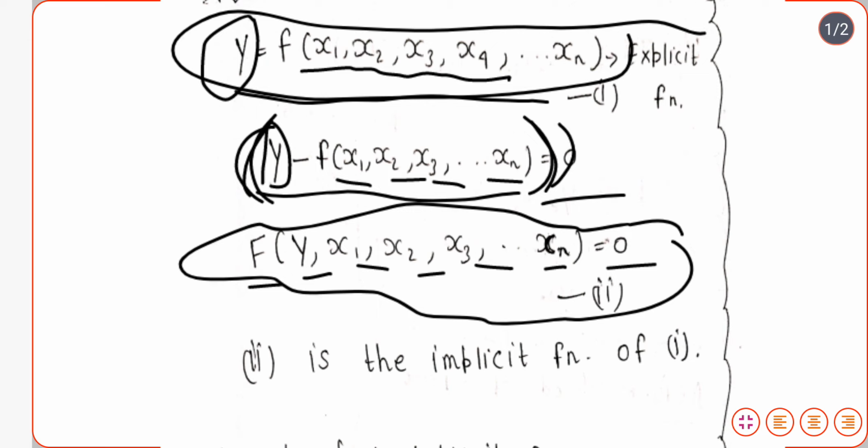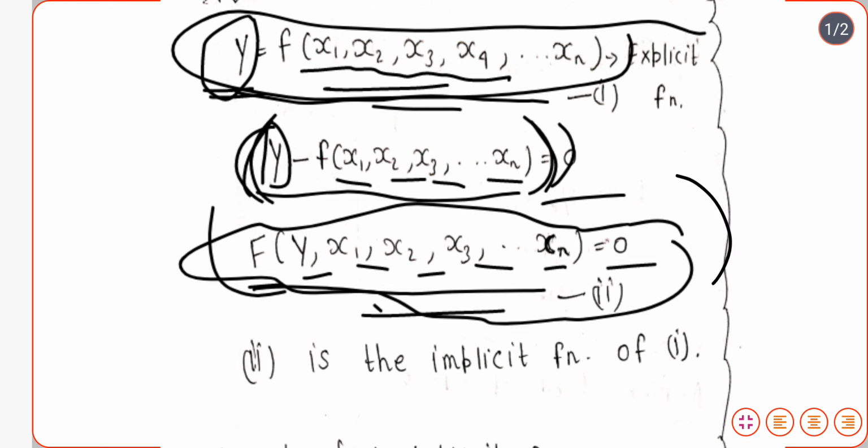In the number 1 equation, you can represent the dependent variable by the independent variables. I mean to say, you can represent y, the dependent variable, by the independent variables x1, x2 and up to xn. But in this equation, you can't represent y by x1, x2, x3 and up to xn. So the dependent variable y can't be represented by the independent variables, and so this function is becoming implicit.